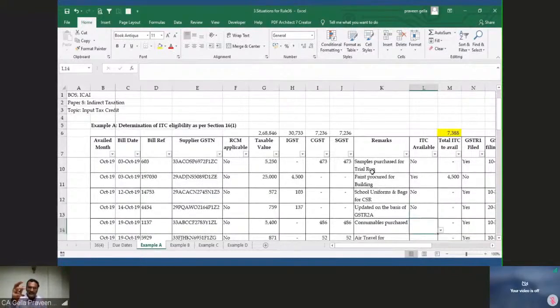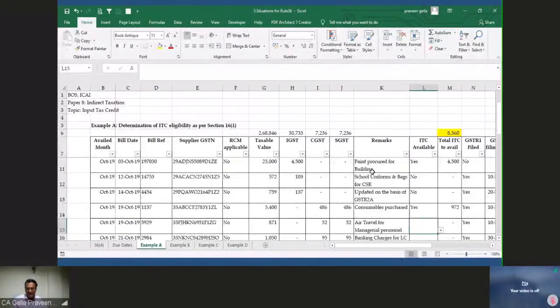In case you had a difference of understanding, please bear with me. On the basis of this logic, I am going ahead. Consumables purchase, it is used in the course of furtherance of business. Yes. Air travel for managerial personnel: there is a business meet or business purpose, that is the only reason I incurred that expense. Because I have spent for business purpose, I would say it is eligible.